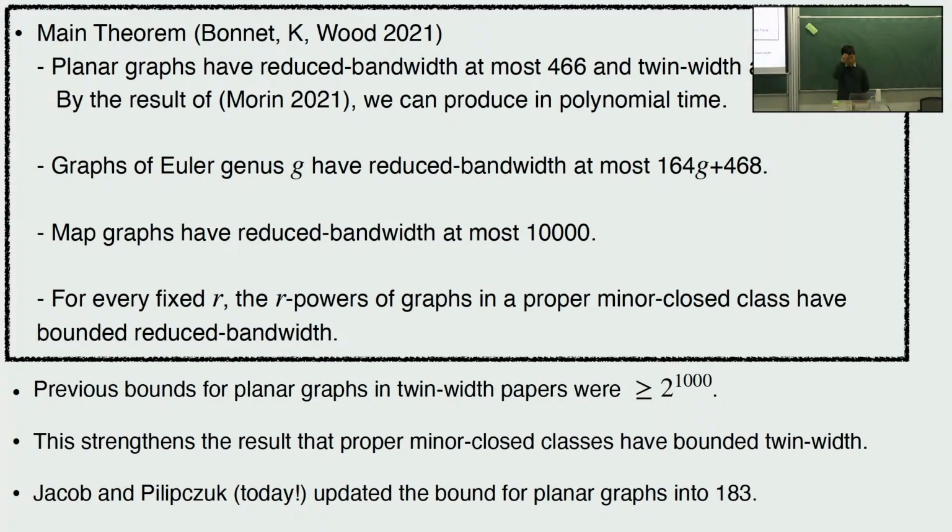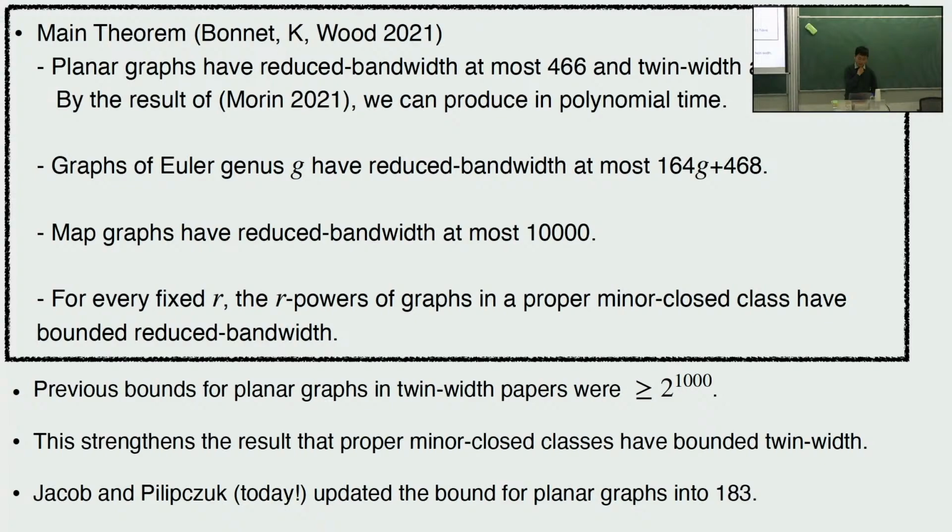We proved that planar graphs have a bounded reduced bandwidth, and actually, generally, any proper minor closed classes have a bounded reduced bandwidth, and also if there are powers for fixed r, they would have bounded reduced bandwidth.